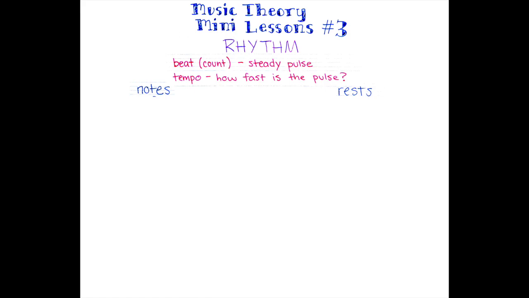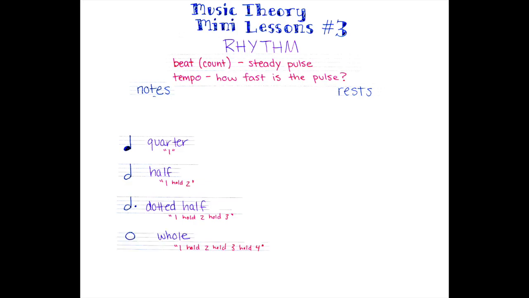First we'll start with our notes. A quarter note gets 1 beat, 1. A half note gets 2 beats, 1, hold 2. A dotted half note gets 3 beats, 1, hold 2, hold 3. A whole note gets 4, 1, hold 2, hold 3, hold 4.